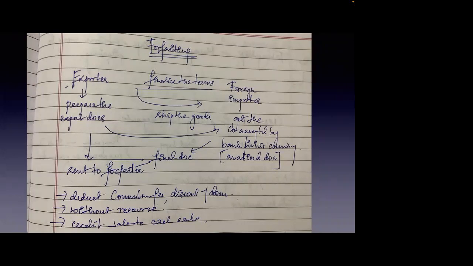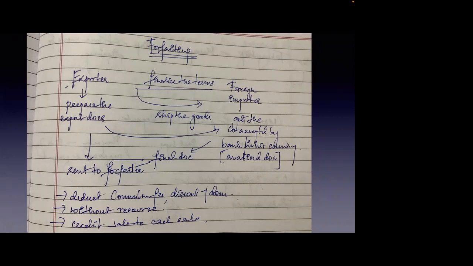Now the final document, which is the avalized document accepted by the reputed bank in the foreign importer's country, will be sent directly to the exporter. Then, since the exporter wants to do this entire forfaiting, he sends these documents as proof of shipment of goods or proof of sale to a forfaiter and gets the money from him.